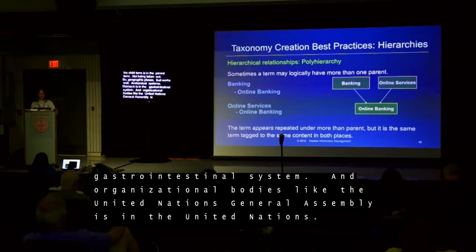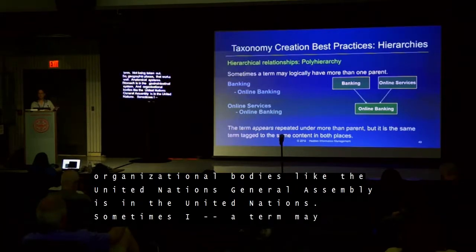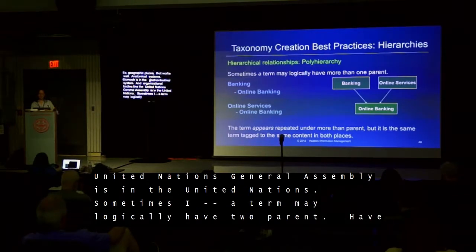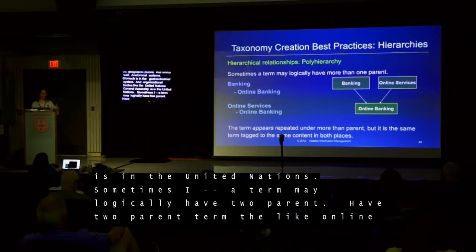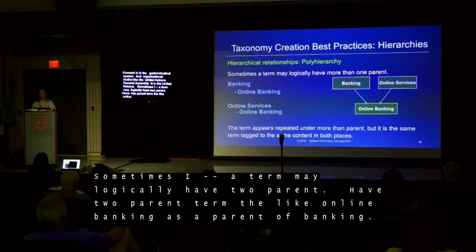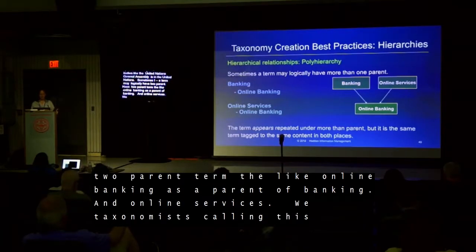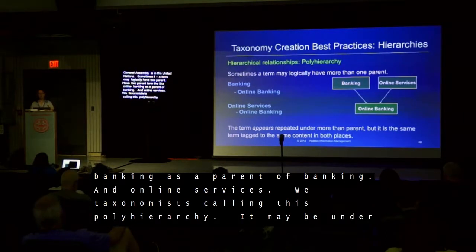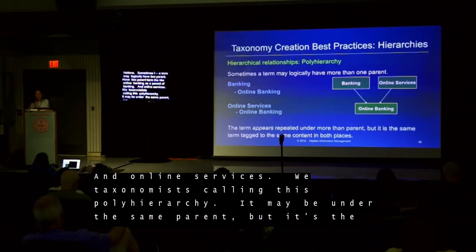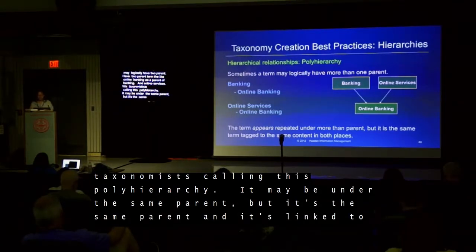Sometimes a term may logically have two parent terms, like online banking as a child of banking and of online services. We taxonomists call this polyhierarchy. So it would appear that online banking is repeated under more than one parent, but it is the same term, the same concept, and it's linked to the same content, the same post in both cases.